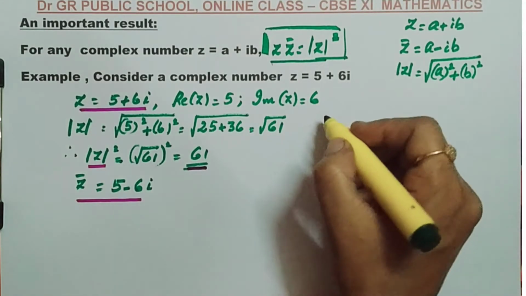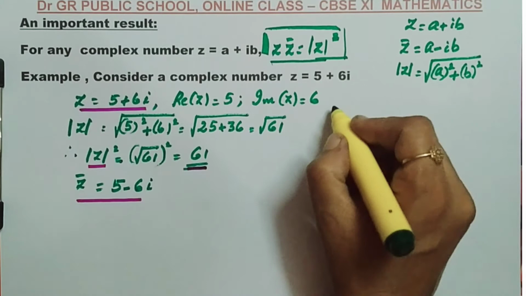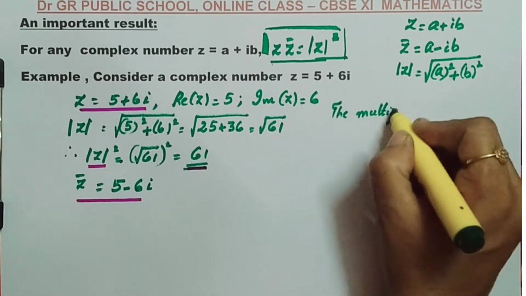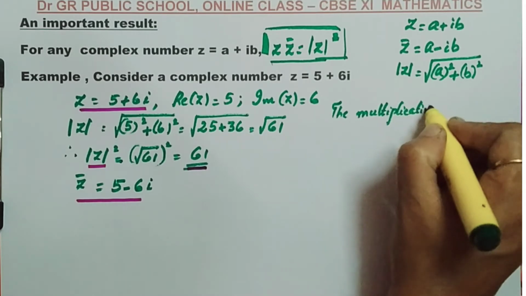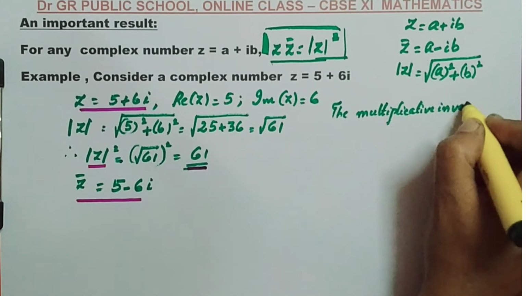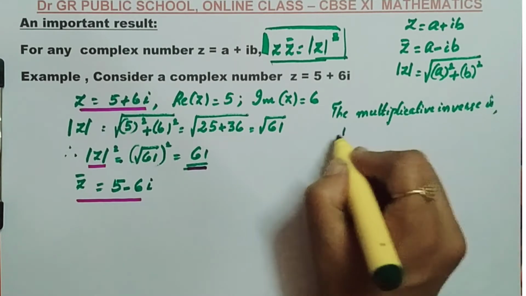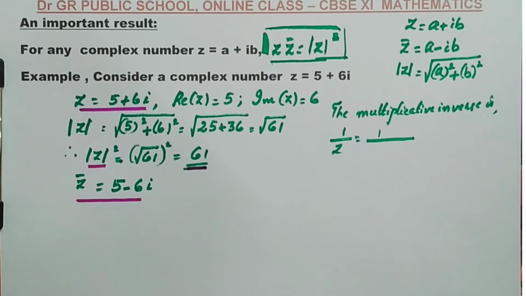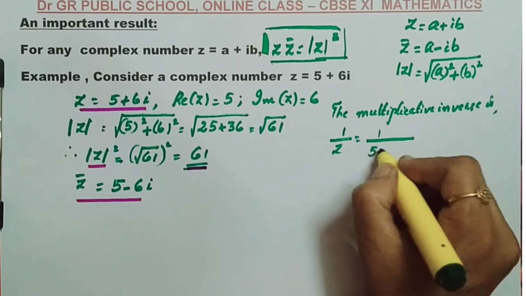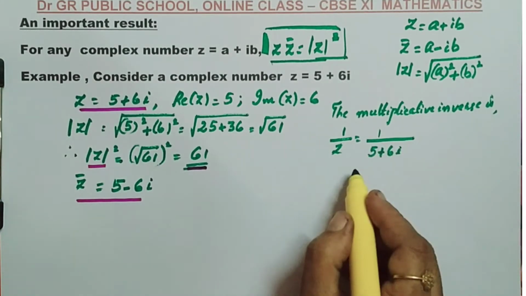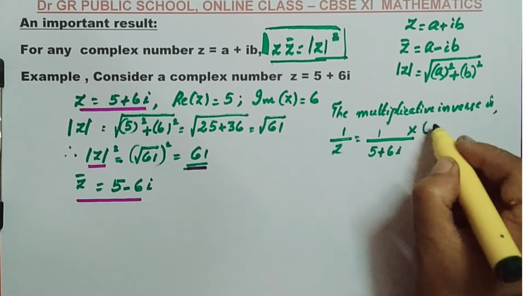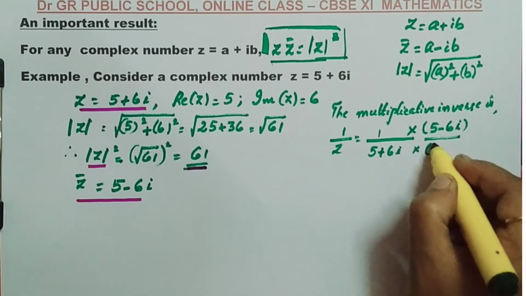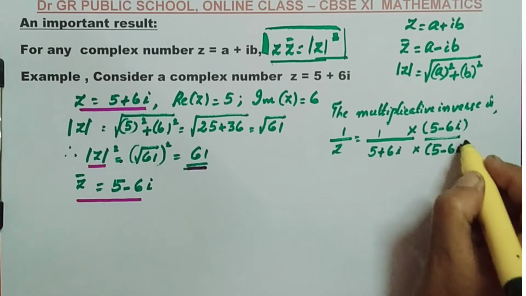Before that, by the usual method, we can find the multiplicative inverse. The multiplicative inverse of the complex number z is, how to find the multiplicative inverse? 1 by z. 1 by z means 1 by, what is the value of z here? 5 plus 6i, the complex number. You know how to make the simplification. Multiplying the numerator with 5 minus 6i, the same factor you need to multiply the denominator, 5 minus 6i.